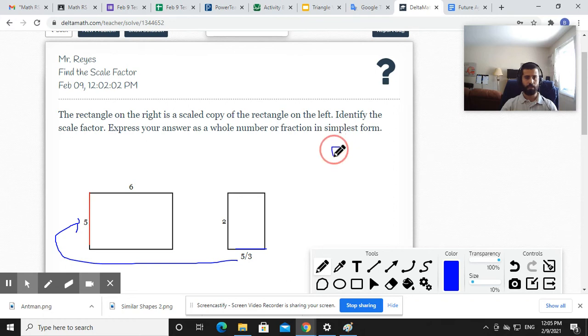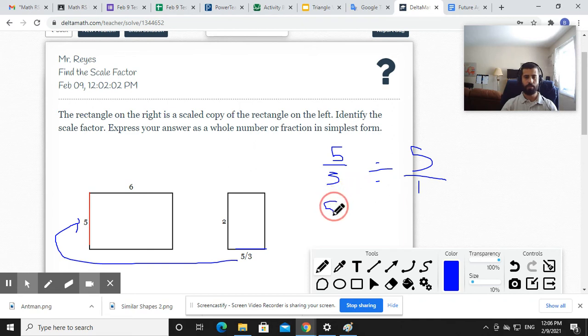So 5/3 divided by 5. All you need to remember is a whole number is just a fraction over 1. Okay, and now it's a little more familiar. If you remember our chant, keep, change, flip, keep, change, flip, keep, change, flip. Okay, then you're gonna remember how to do this.